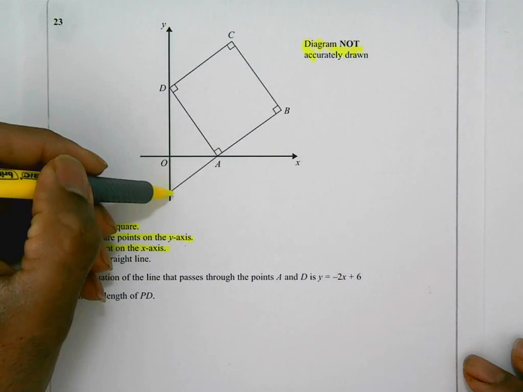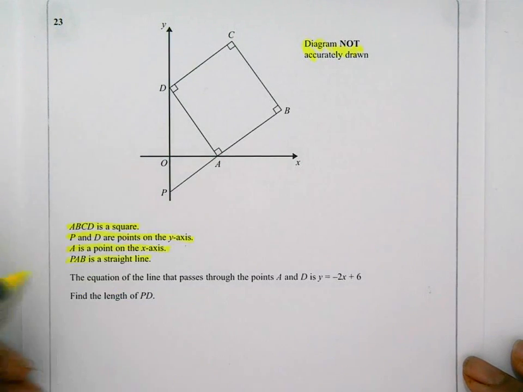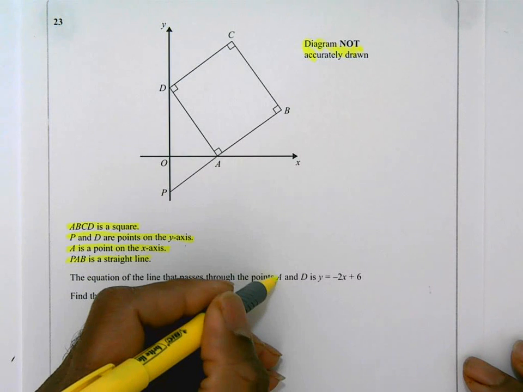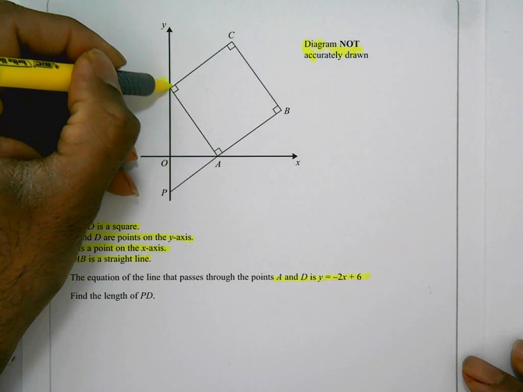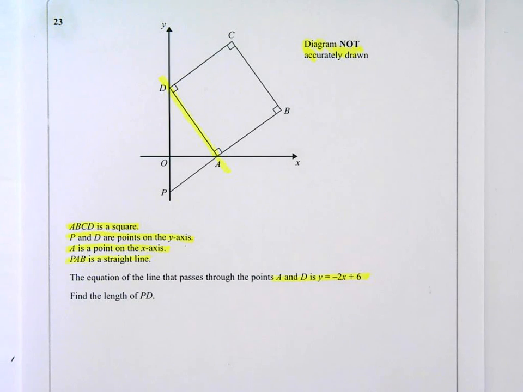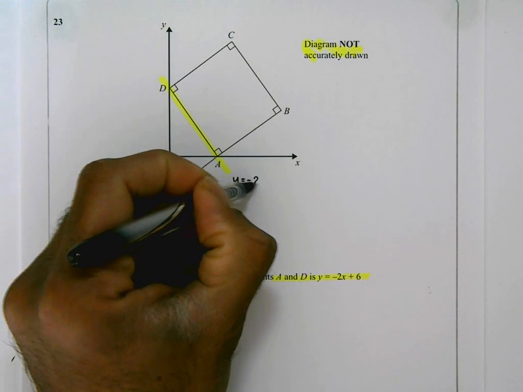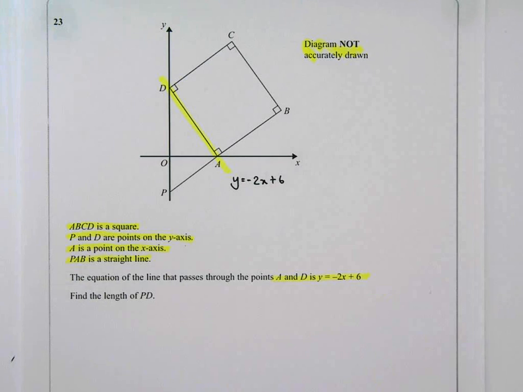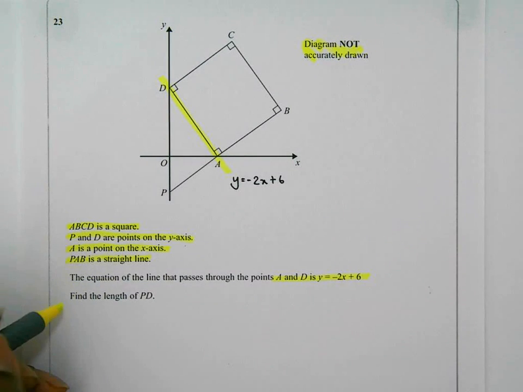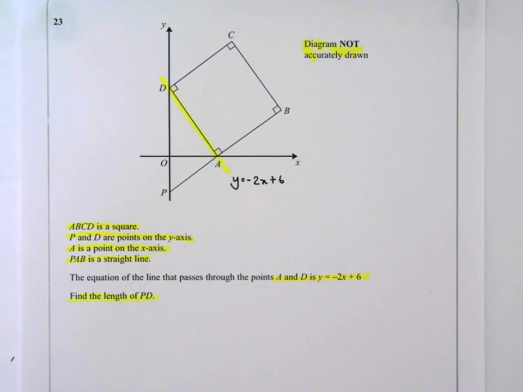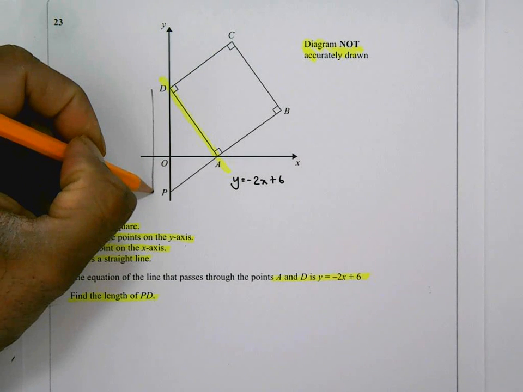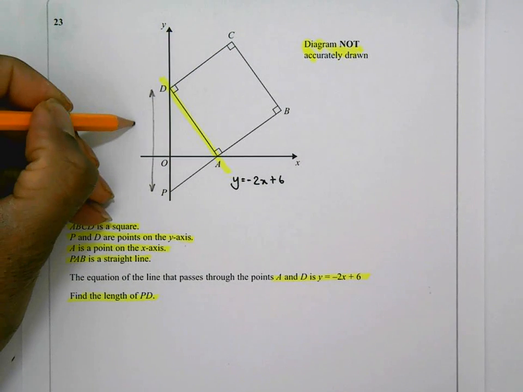PAB is a straight line, and the equation of the line that passes through the points A and D is y is equal to minus 2x plus 6. I'm actually going to highlight this line. That's the line that they've told us is y is equal to minus 2x plus 6. And the question wants us to find the length of PD. Now PD is this distance here, P to D. I'm going to put that there, because that's what they want us to work out.